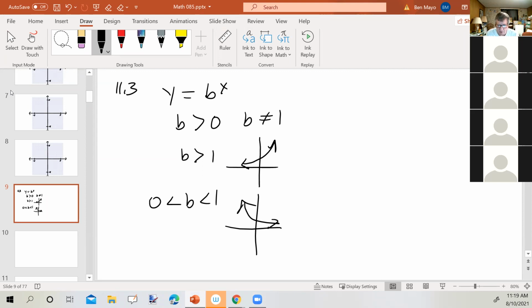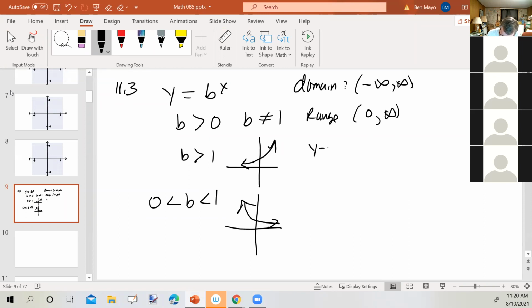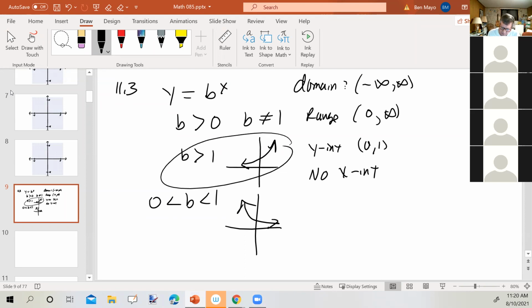The domain is all real numbers. The range is greater than 0. The y-intercept is at 0, 1, and no x-intercepts, okay? If it's this case, it's increasing over its entire domain. If it's this case, it's decreasing over its entire domain.